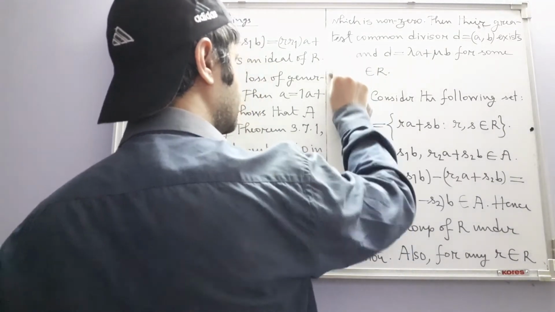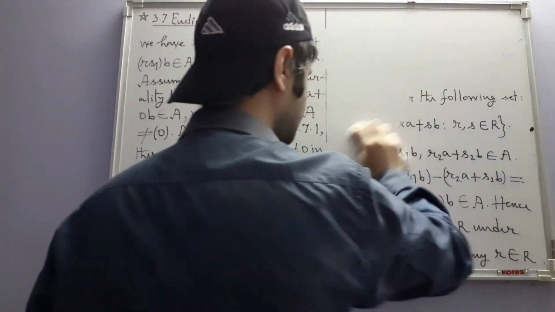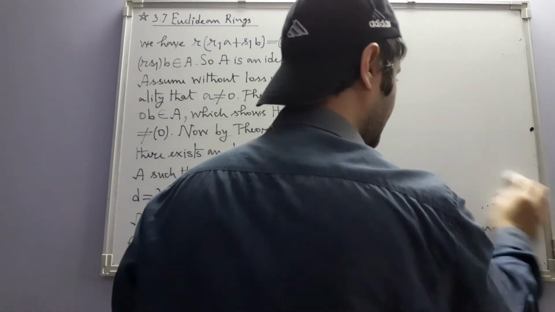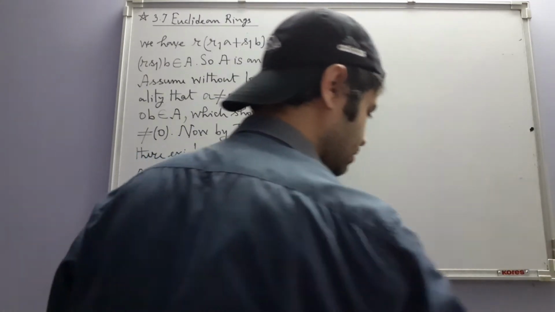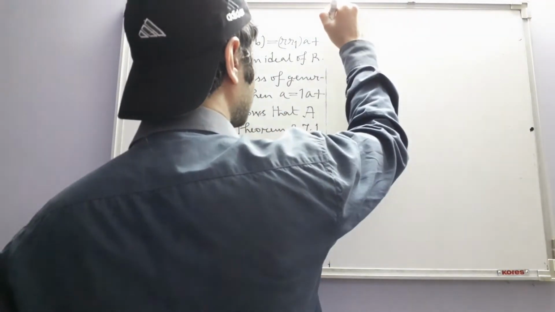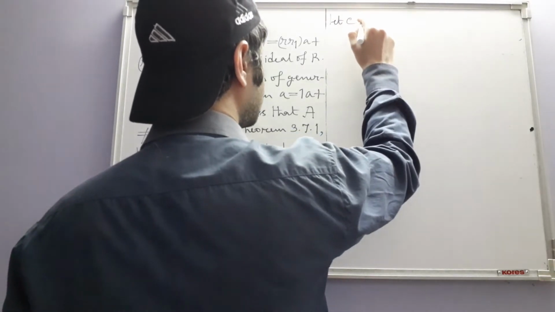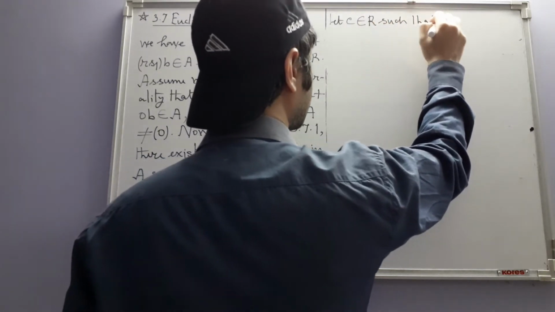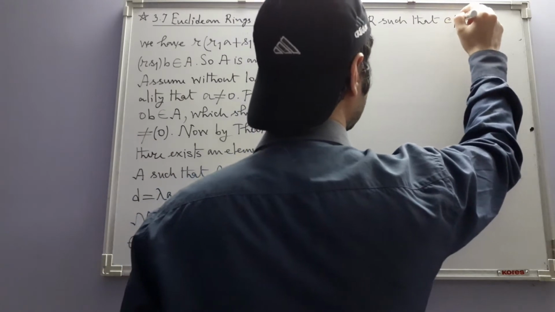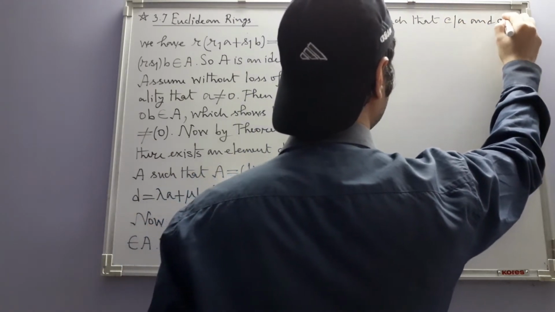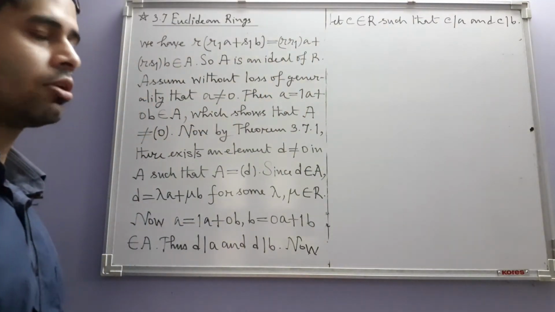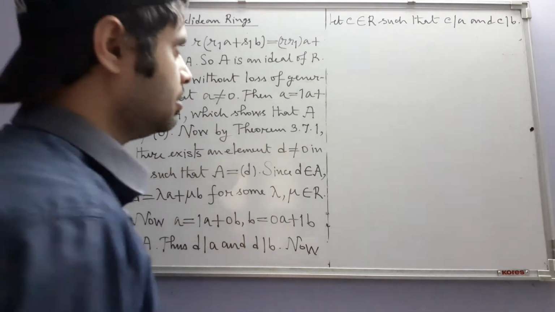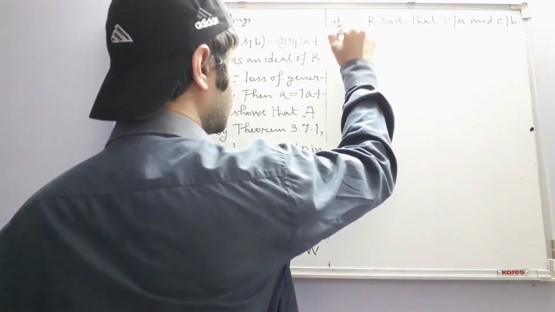So this is one of the conditions for D to be a greatest common divisor of A and B. The other is that if there is any other common divisor, then that divides D. So that we will now verify. Let C belong to R such that C divides A and C divides B. So automatically we know that C is a non-zero element. That is, C is a common divisor.